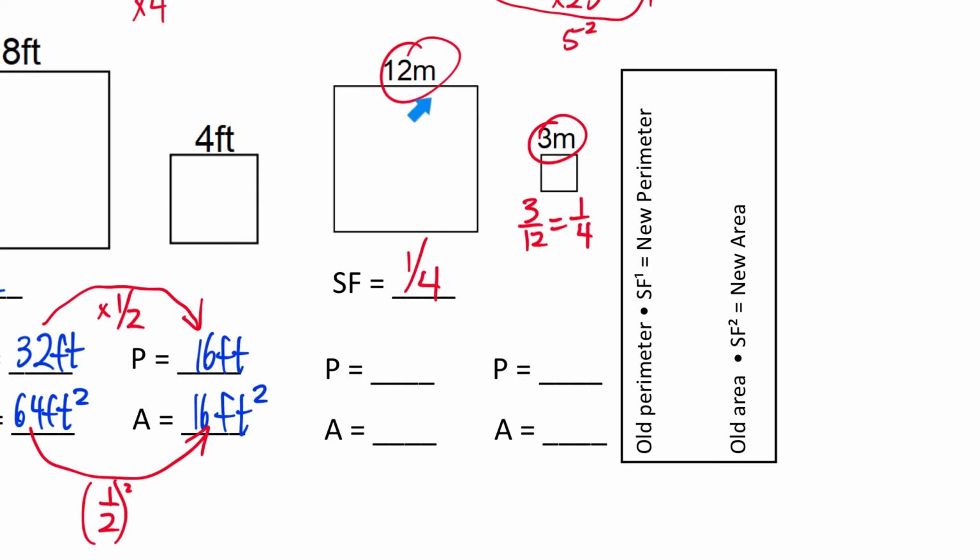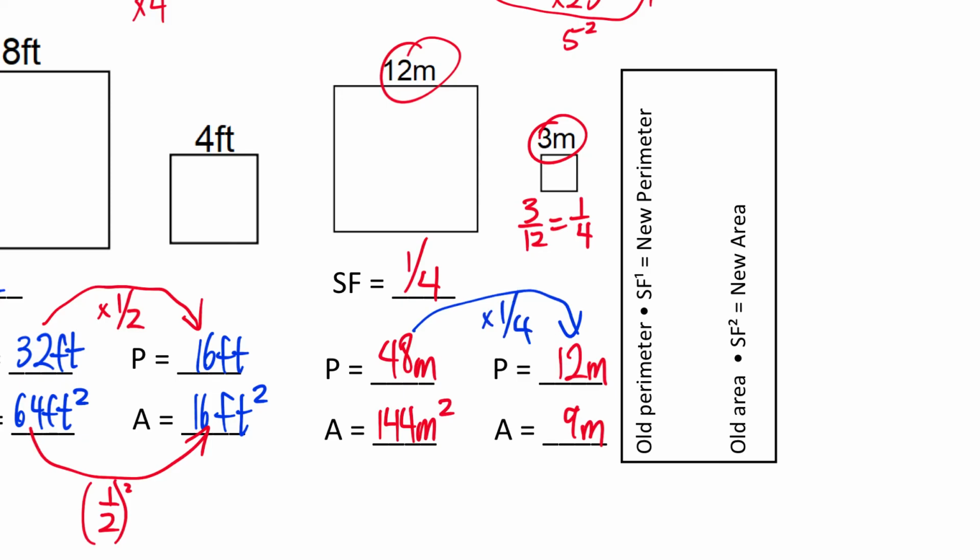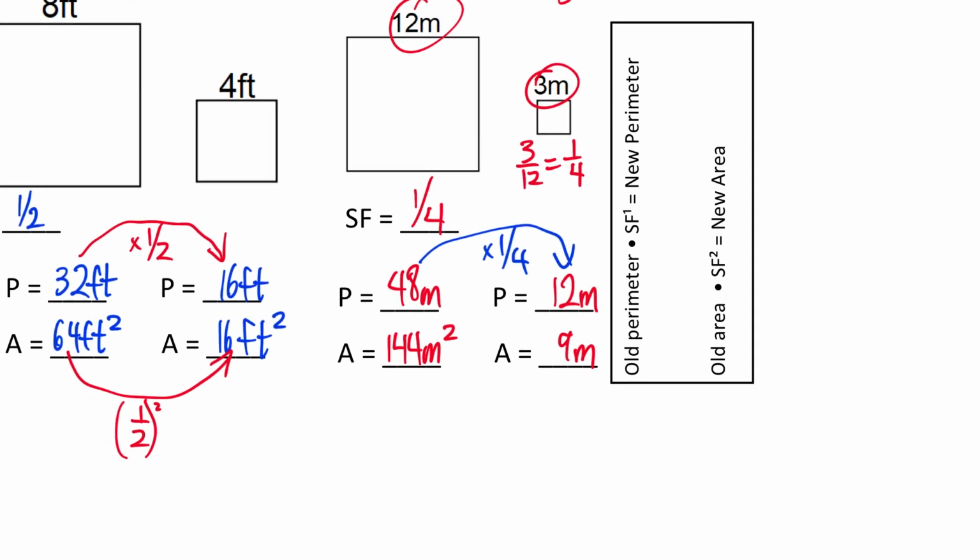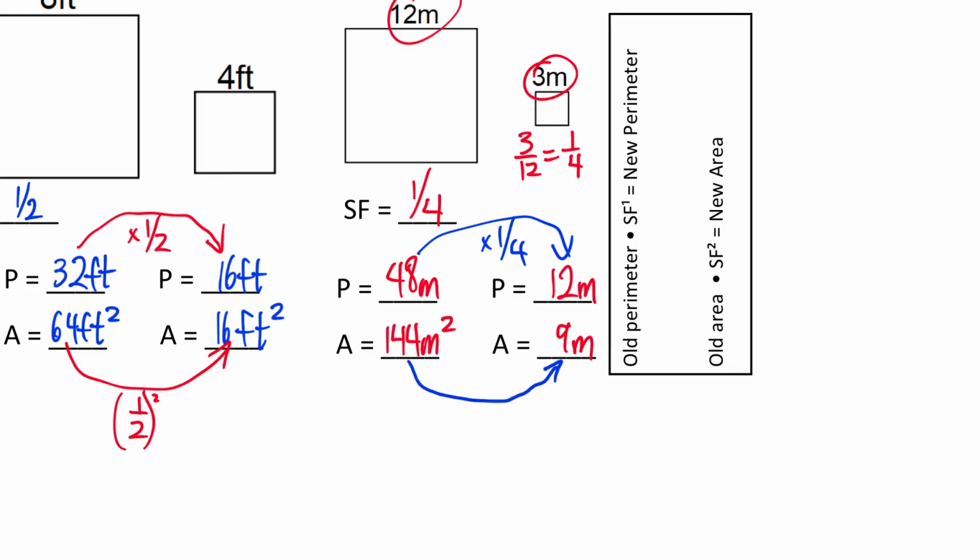What's the perimeter of this? 48 meters. What's the area? 144 square meters. What's the perimeter of this one? Is 12 meters, and the area is 9 meters. Okay, so from here to here, it's times 1/4. If you do 48 times 1/4, it's going to give you 12. Okay, on this one, if you do 144 times 1/4 squared, it's going to give you 9.